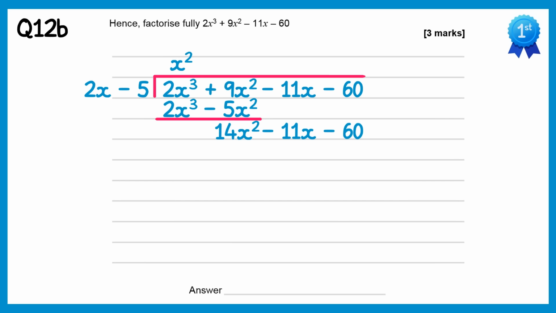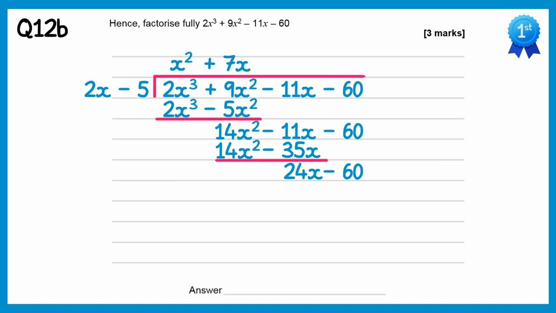Now we need to consider what we times our factor by to get 14x squared. Since we have 2x, we need to times it by 7x. We multiply this back through. 7x times 2x is 14x squared, and 7x times negative 5 gives you negative 35x. You then subtract these. The 14x squareds will cancel, and then we have negative 11x take away negative 35x, which gets you positive 24x.